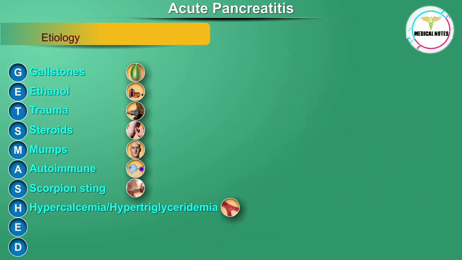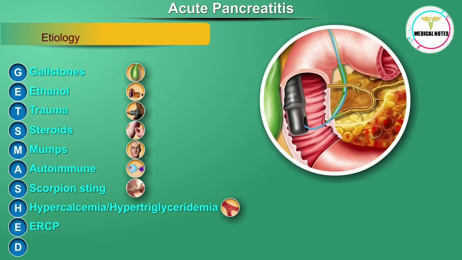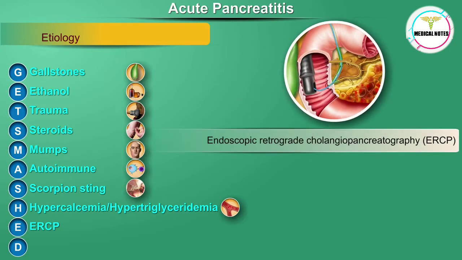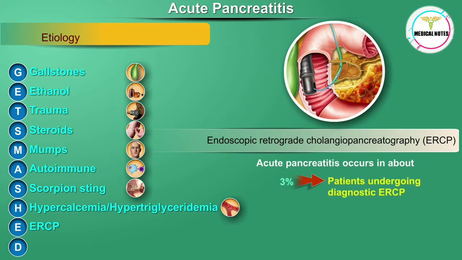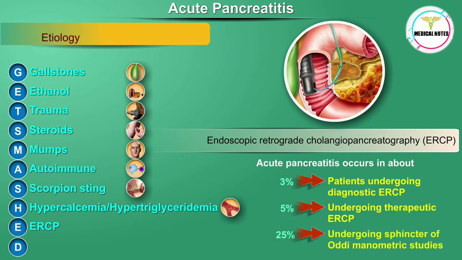E stands for ERCP. In patients who have undergone an endoscopic retrograde cholangiopancreatography, which is abbreviated as ERCP, acute pancreatitis occurs in about 3% of the patients undergoing diagnostic ERCP, 5% undergoing therapeutic ERCP, and about 25% undergoing sphincter of Oddi manometric studies.